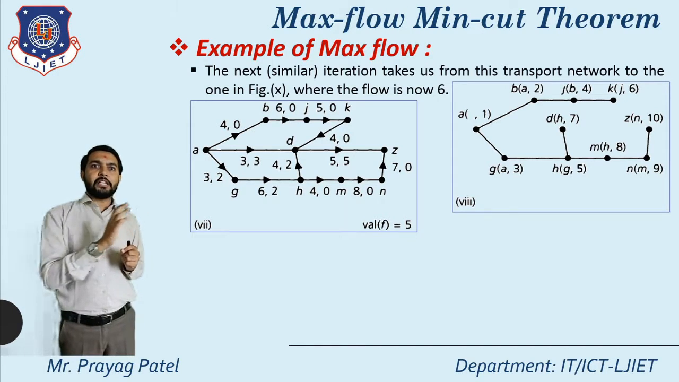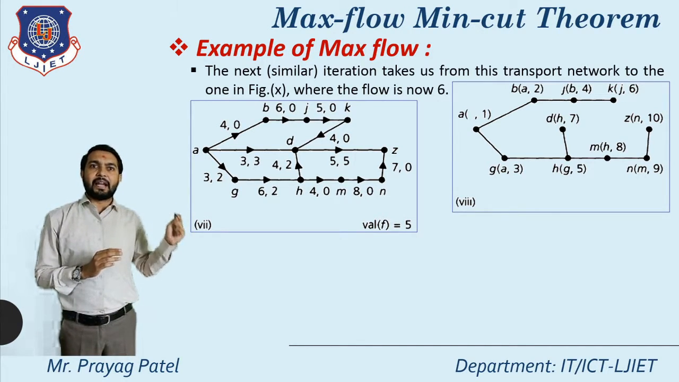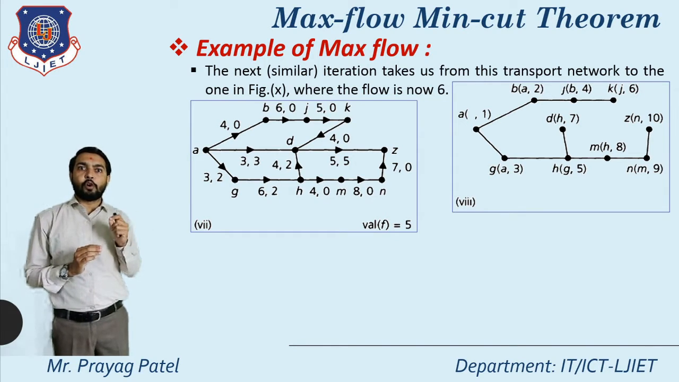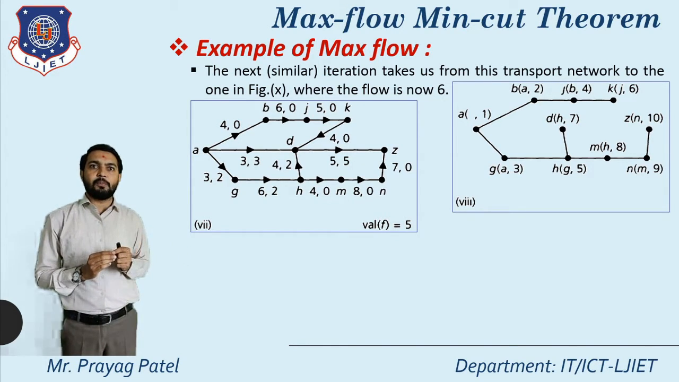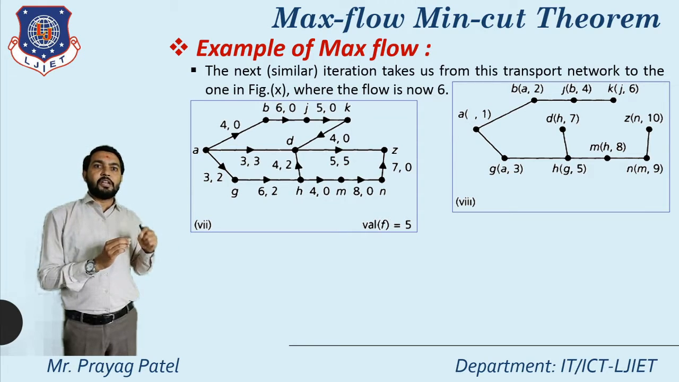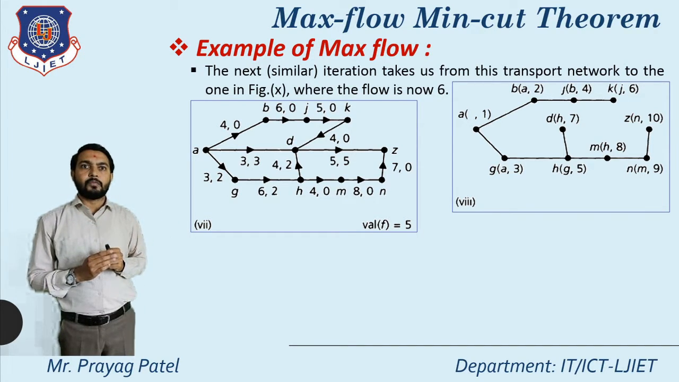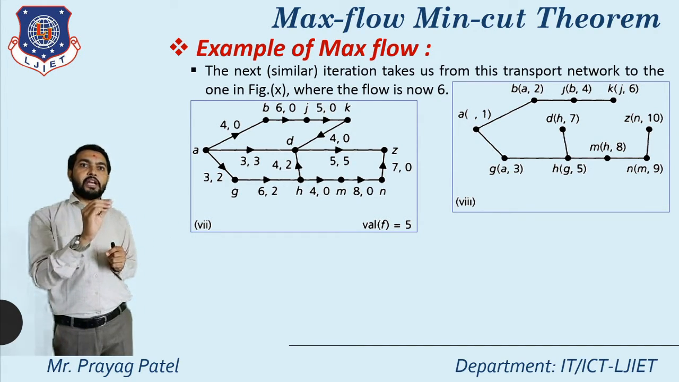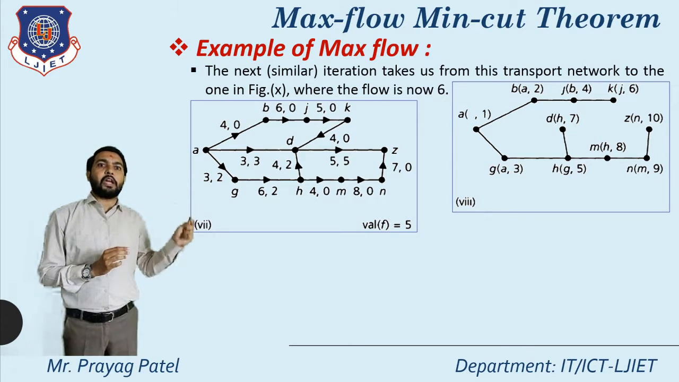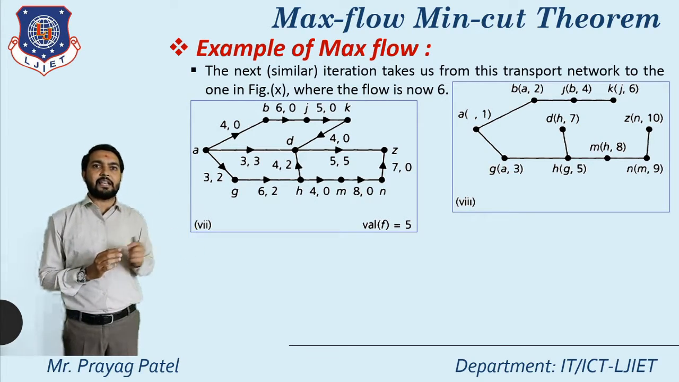So B to J is possible. So J B4 is the next labeling for J. Now from G to H is possible. So H G5 is labeling 5. Now next, from J, is any path possible? Yes, J to K is possible. So K is labeled J6.